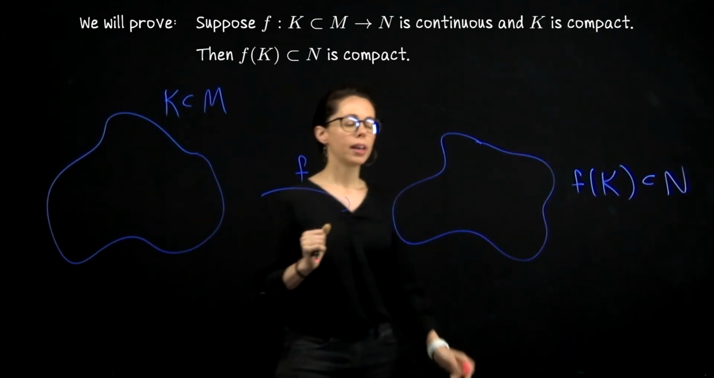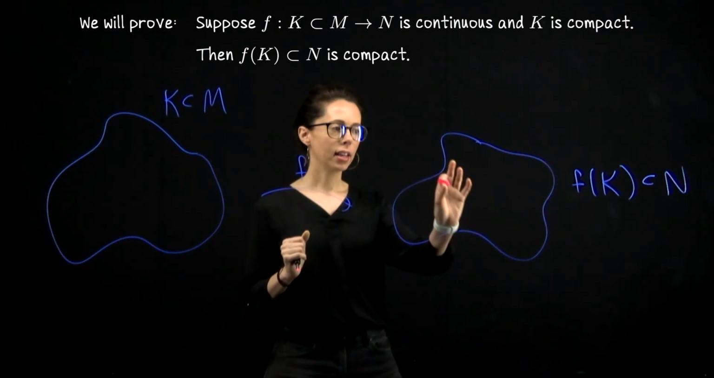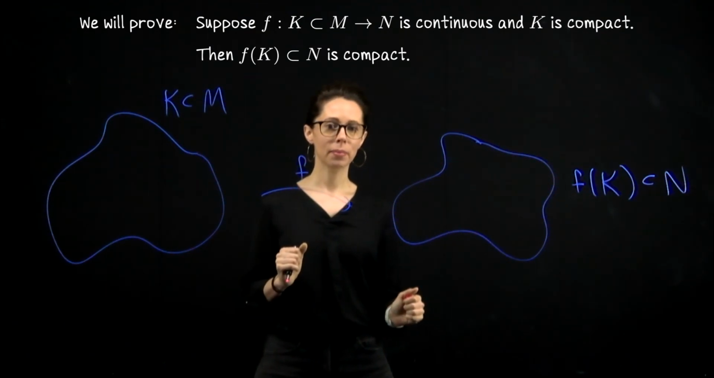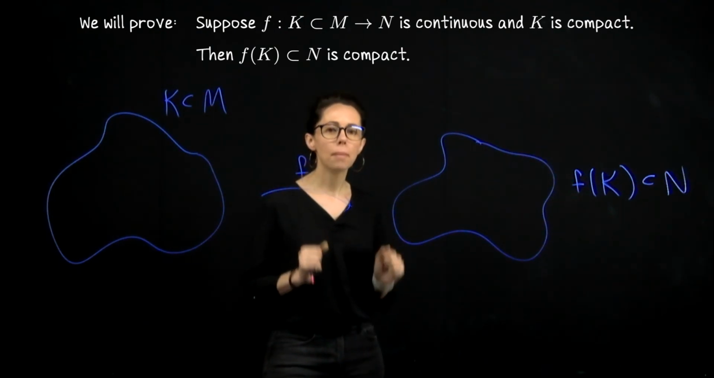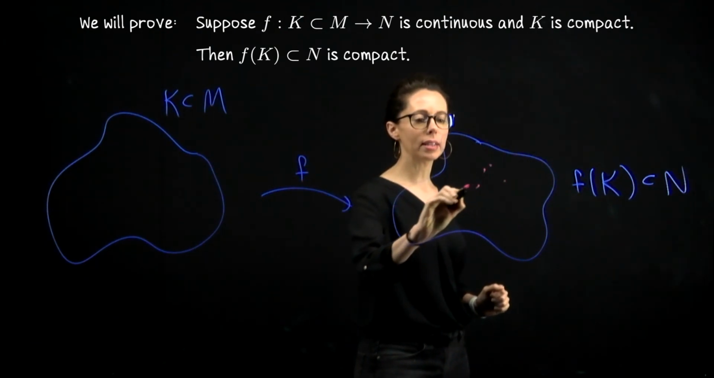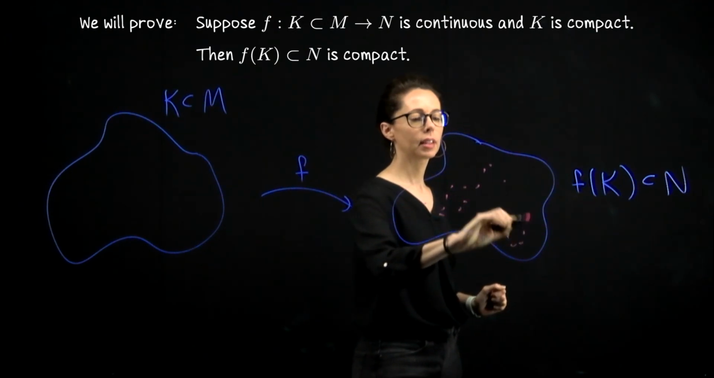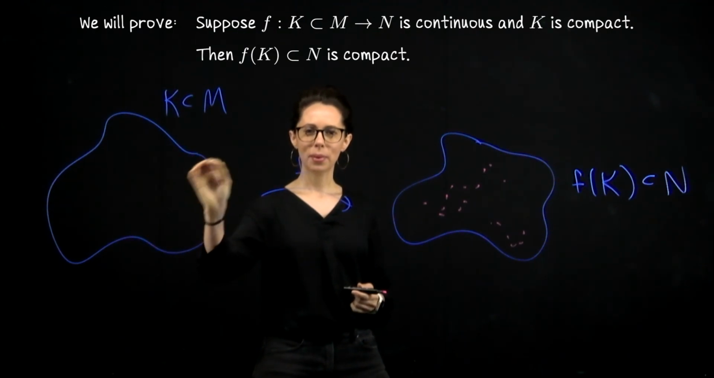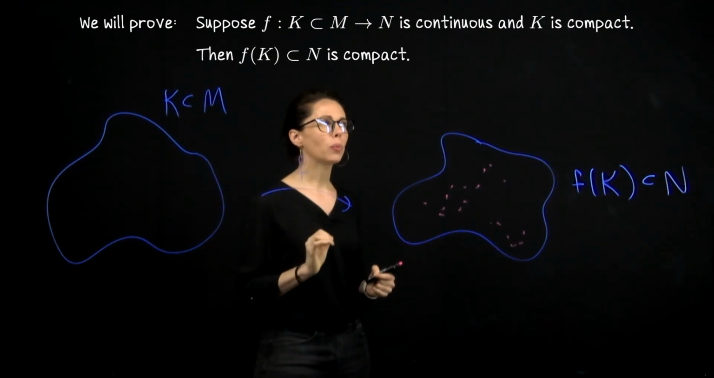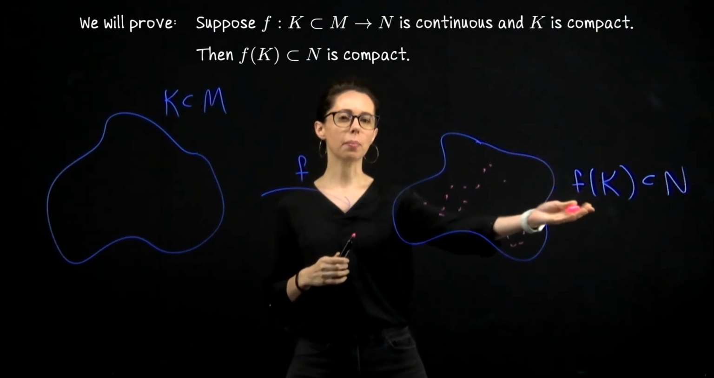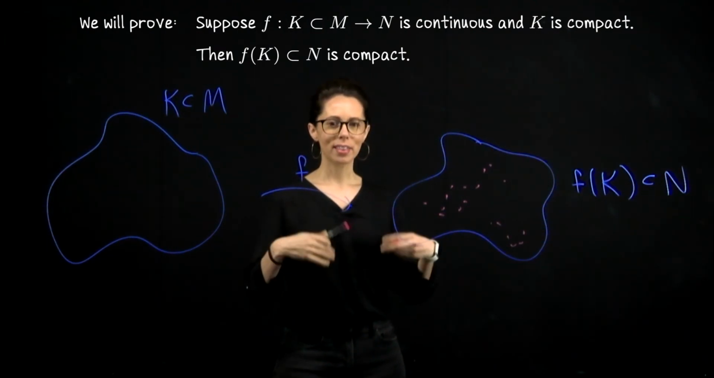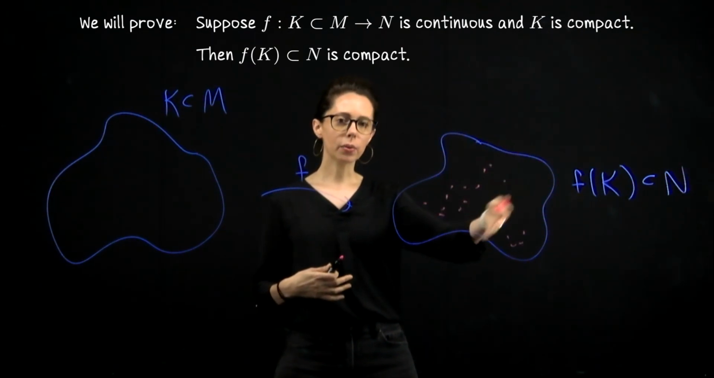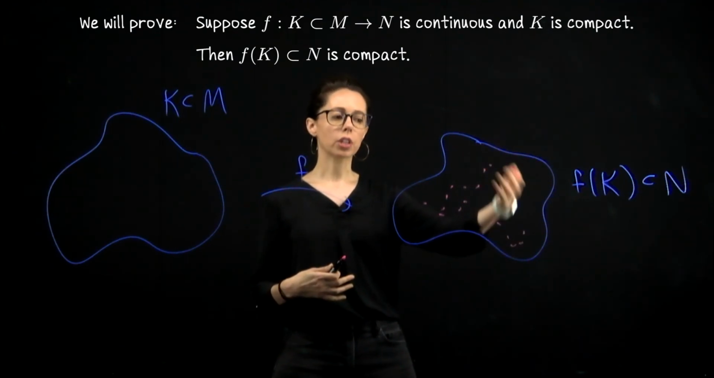We want to show that every sequence in f of K has a subsequence which converges to a limit which is in f of K. That means that the first line of our proof must start with a random sequence in f of K. Sometimes I see students start with a sequence in K, but that's not really the right way to begin a direct proof that this is sequentially compact. A direct proof should really follow the statement of the definition, and the definition of sequential compactness for f of K is every sequence in f of K yields a subsequence which converges to a limit in f of K.